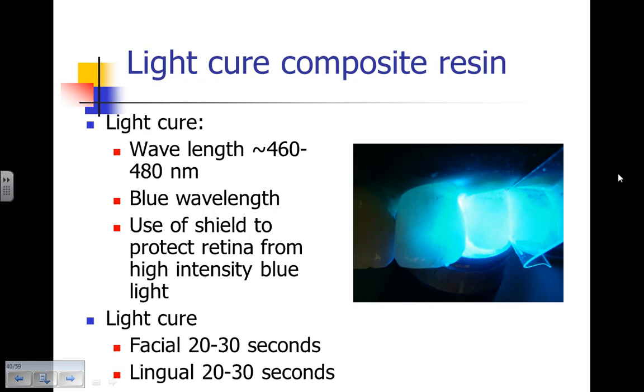using our blue wavelength light, which is between 460 and 480 nanometers. We're using a shield to protect our retina from the high-intensity blue light. It's positioned on the lingual surface and the facial surface 20 to 30 seconds. This is a composite resin. The darker the composite, the greater the curing time that we need, and hence the range depends upon the energy needs of the composite to fully cure it.